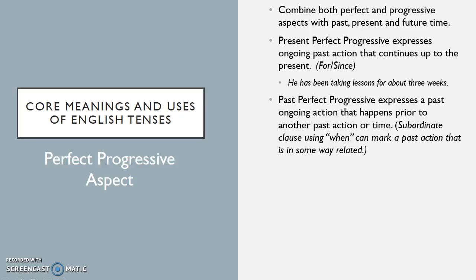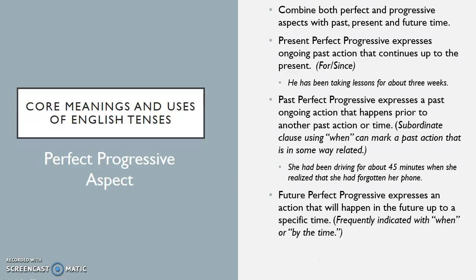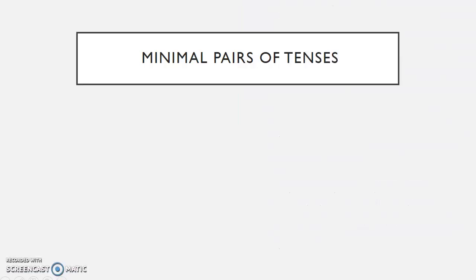The past perfect progressive expresses a past ongoing action that happens prior to another past action or time. A subordinate clause using, for example, when, can mark a past action that is in some way related. So: she had been driving for about 45 minutes when she realized that she had forgotten her phone. The future perfect progressive expresses an action that will happen in the future up to a specific time, frequently indicated with when or by the time. So, when they finally reach their destination, they will have been walking for almost 4 hours.